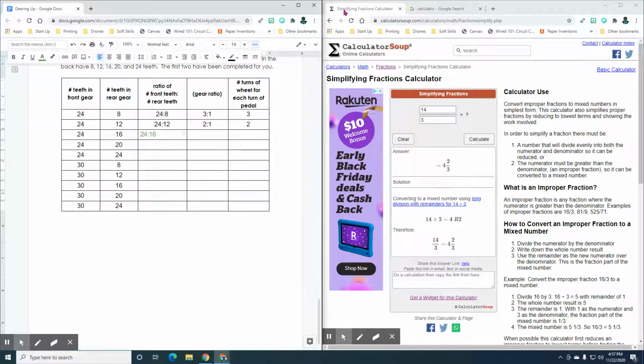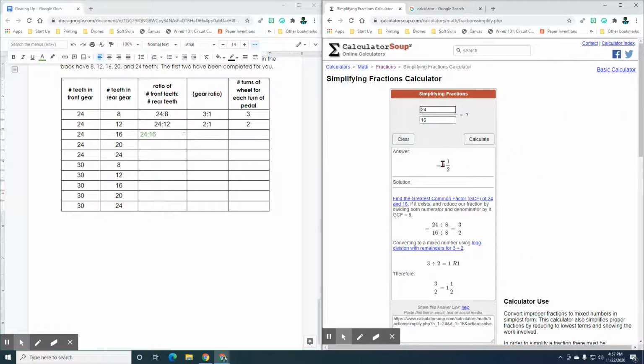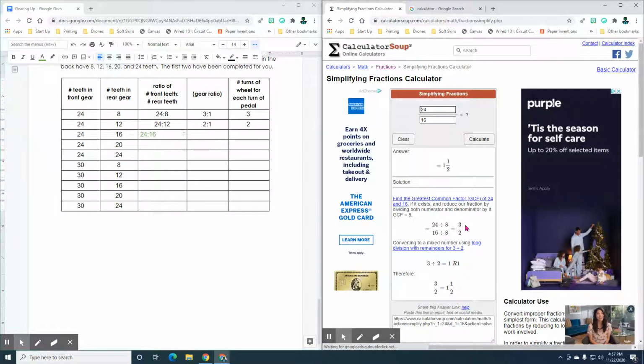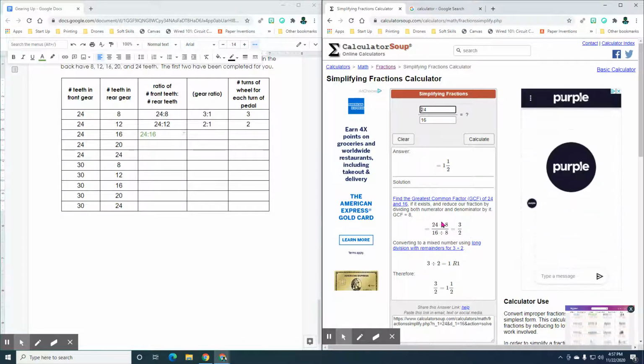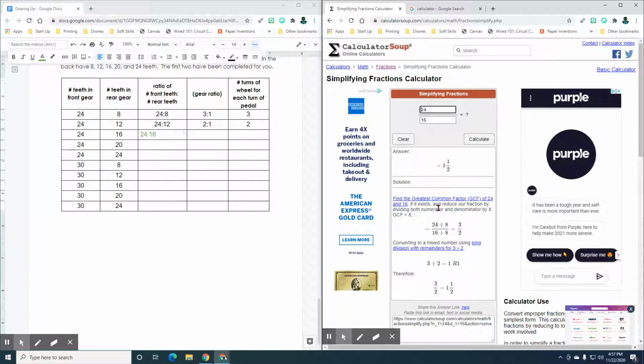Well, if you Google simplifying fractions, we can get this calculator, and I'll have this linked. So we can type 24 and then over 16, because that colon means the same thing. And then we're going to click calculate. Now, we don't want the mixed number. We want the improper fraction that's down here. And it tells you the greatest common factor is 8. So if we divide both of these by 8, we get the lowest terms, which would be 3 to 2.